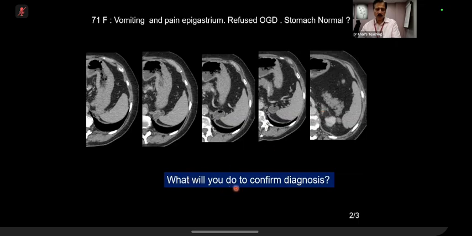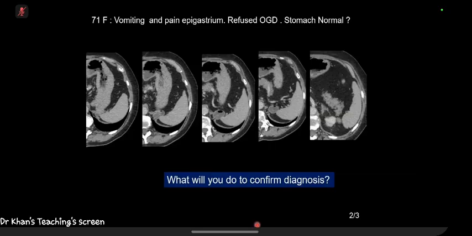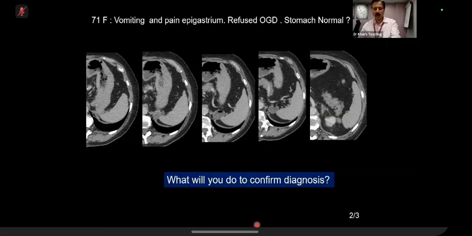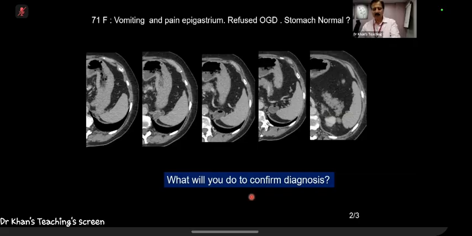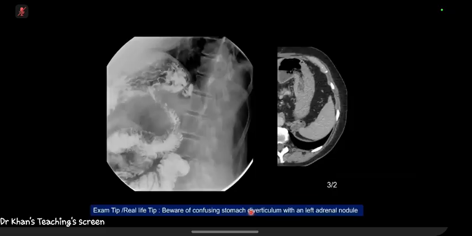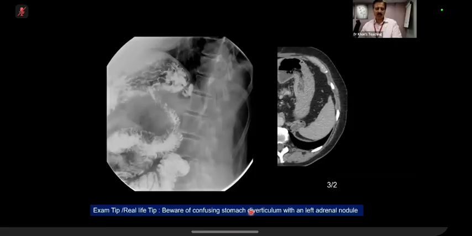Okay, let me ask you a question. What will you do to confirm the diagnosis? You don't know the diagnosis, but what comes to your mind? MRI or endoscopic ultrasound? Oh no, something more simple. Positioning or barium. Barium. So this is a barium examination, and what is your diagnosis?